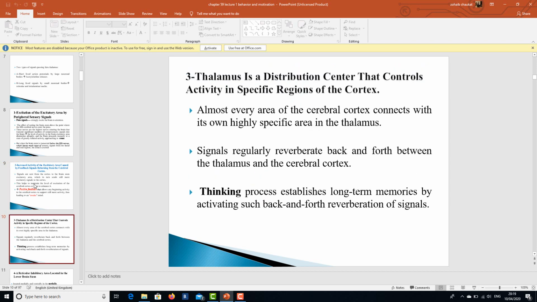Thalamus. What is thalamus? Thalamus is actually a distribution center that controls the activity in specific regions of the cortex. Almost every area of the cerebral cortex connects with its own highly specific area in the thalamus. The signals regularly reverberate back and forth between the thalamus and the cerebral cortex. The thinking process establishes long-term memories by activating such back and forth reverberation of signals.